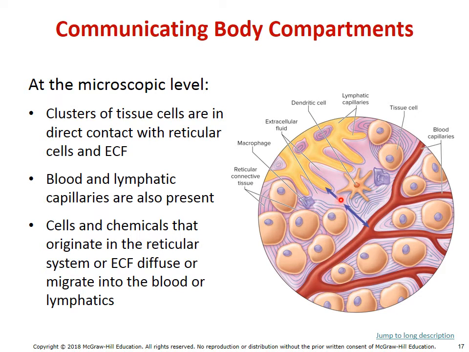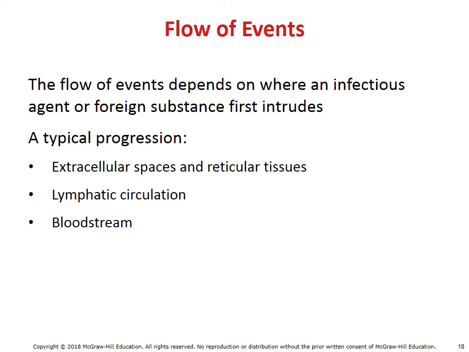Resources can and will be picked up from this space and carried back to circulation through the lymphatic system. So we'll often see these lymphatic capillary beds that are going to help pick up the lymphatics, basically the fluids and whatever's in it, and carry it back towards circulation. So let's talk about the common flow of events that happens whenever a pathogen comes in through the skin. Whenever we see it, they typically end up in the extracellular space or reticular tissues. That then can lead to being picked up by the lymphatic circulation, which ultimately carries the resources back towards the blood at the heart.